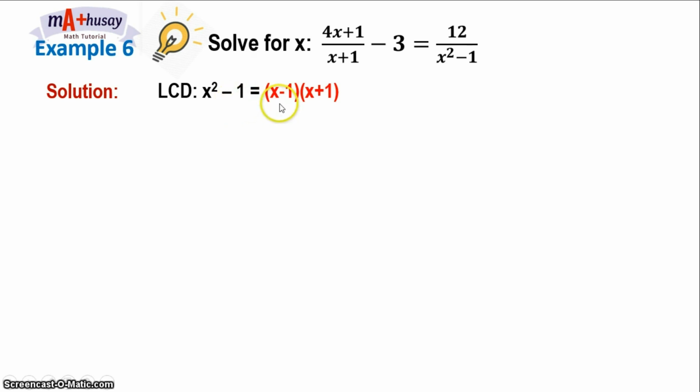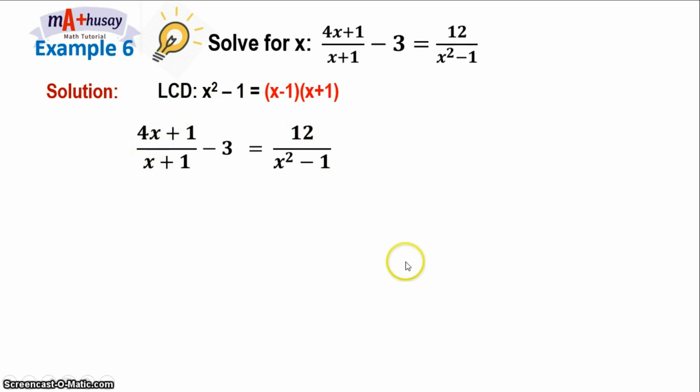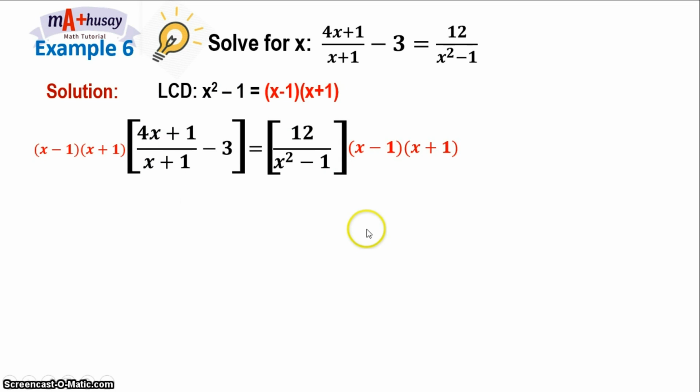Or pwede ring x minus 1 times x plus 1. So, ito yung multiply natin sa both sides of the equation. So, from this rational equation, pag magmumultiply tayo ng LCD, mapapansin natin na magiging mas simple ang ating equation. So, x minus 1 times x plus 1, multiply natin sa rational expression na ito, so makakancel ang x plus 1, right? So, ang maiiwan is 4x plus 1 times x minus 1.